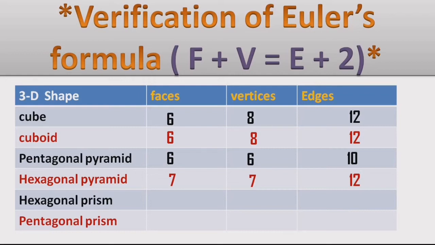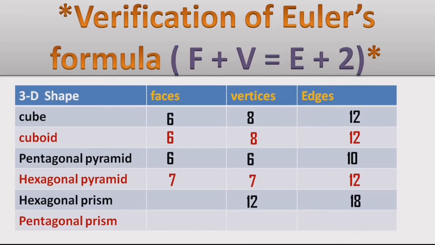Once you get the answer, you can again verify Euler's formula. 7 plus 7 is 14, and edges plus 2, that is 12 plus 2, the answer again comes 14. So the formula is verified for the hexagonal pyramid.